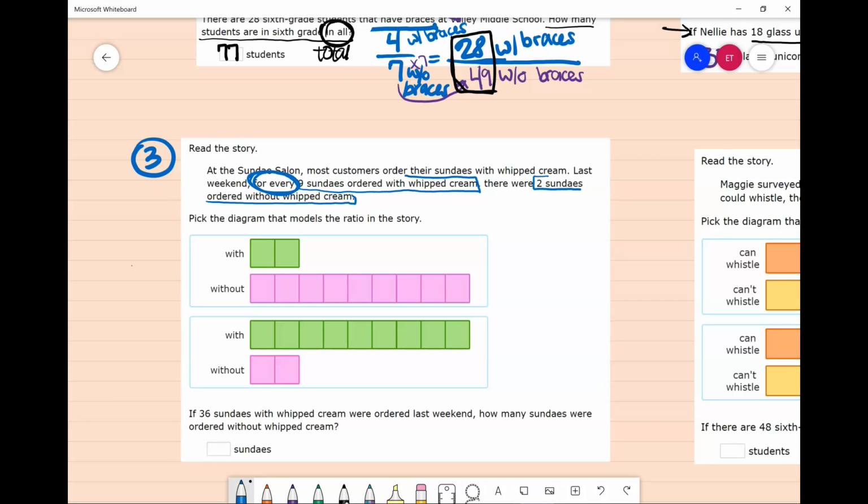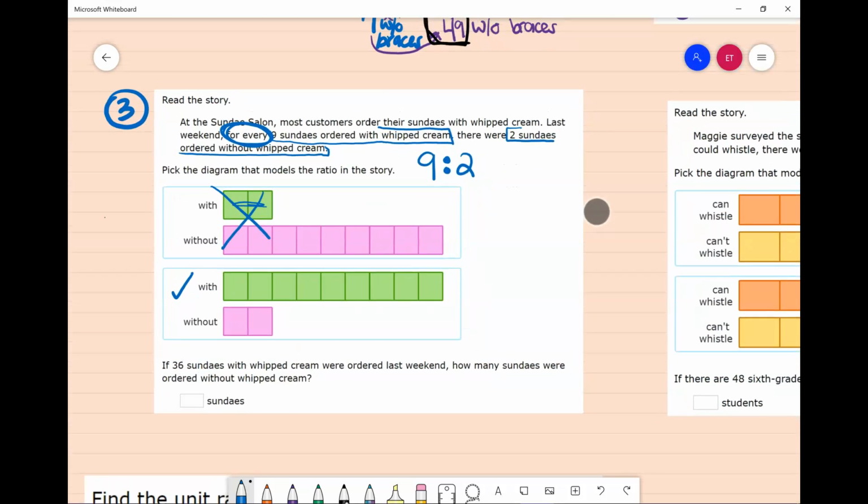And there's that word for every. Normally we see it in between the two numbers, but since it's telling us before, we need to know that that's going to be a ratio. For every means ratio. So 9 sundaes with whipped cream for every 2 sundaes without. So I need to find a diagram that's going to model that. With whipped cream is 9, so with needs to have a lot. That's only 2, so I know that that's not right. My second one is the correct diagram.